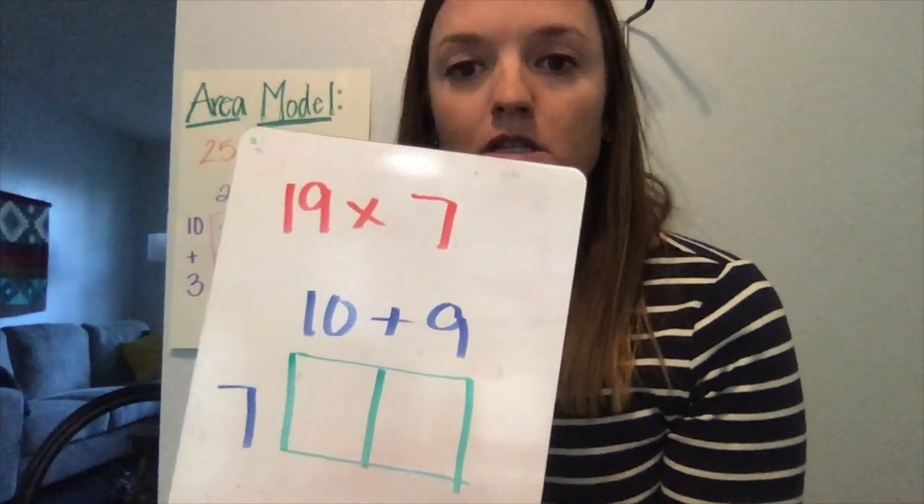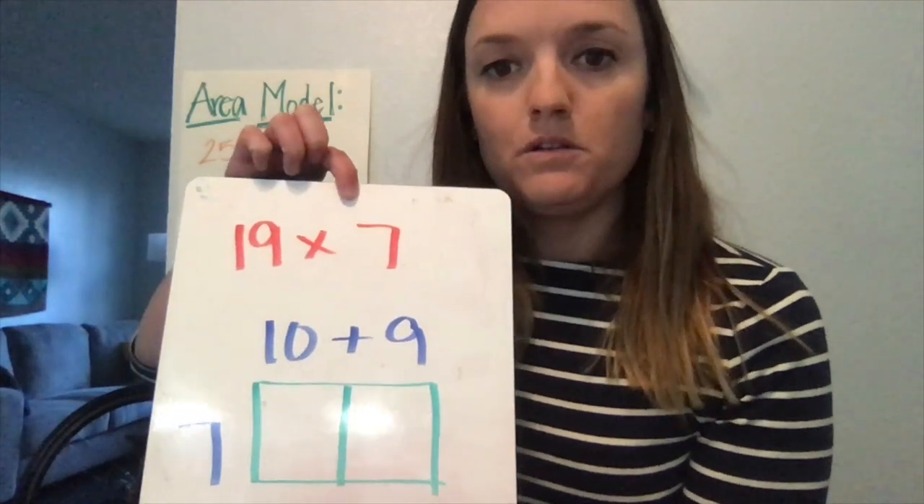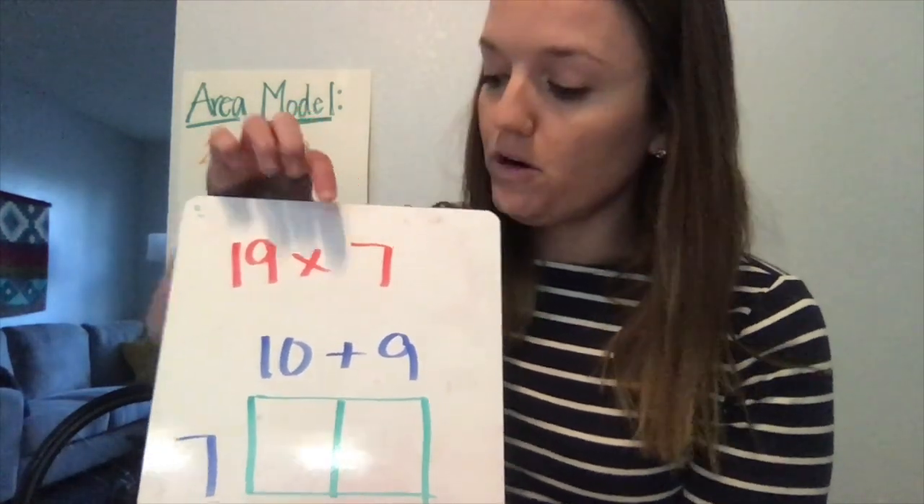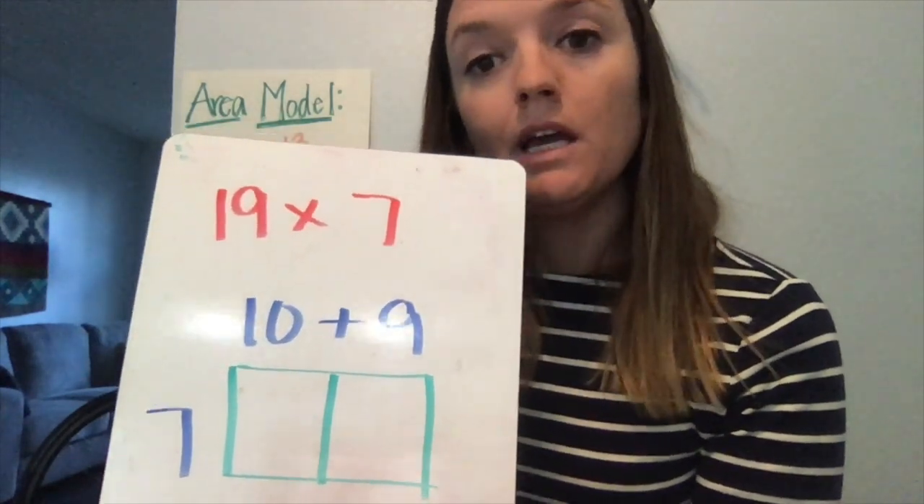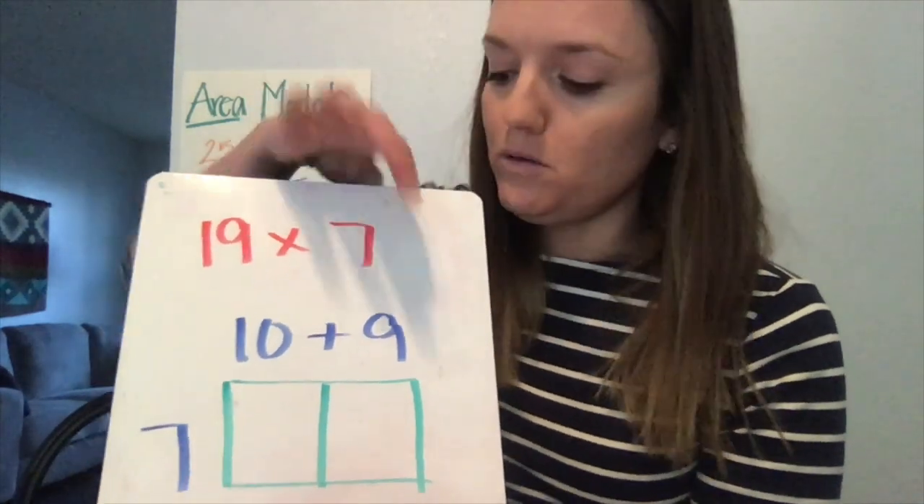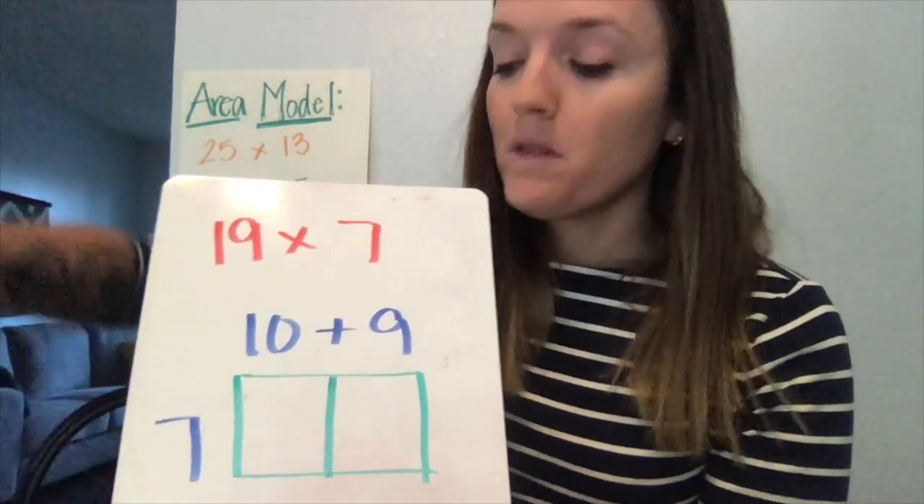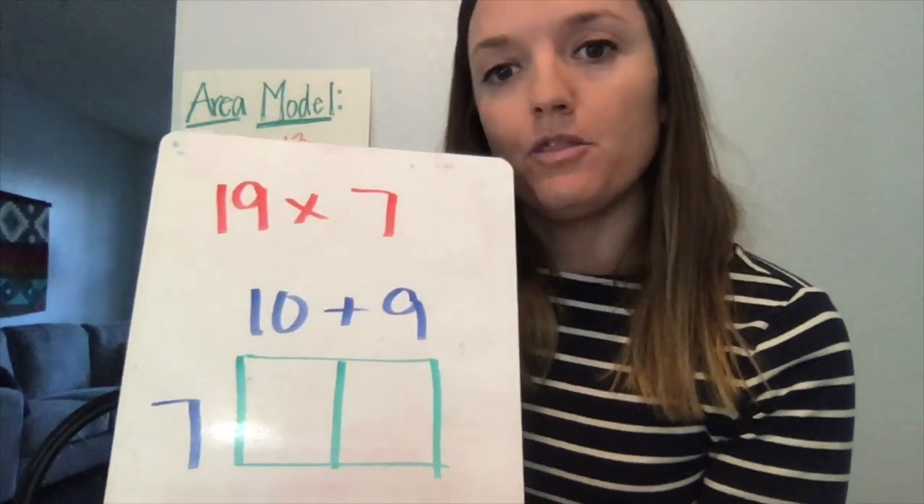If we were multiplying a 2-digit by a 1-digit, we would do the same process as before. We are stretching it out in its place value. So our 19 would be 10 plus 9, and then our 7, it's only in the ones, so it remains 7 below. Then we'd have our 2 boxes, we'd multiply, and then add those results.